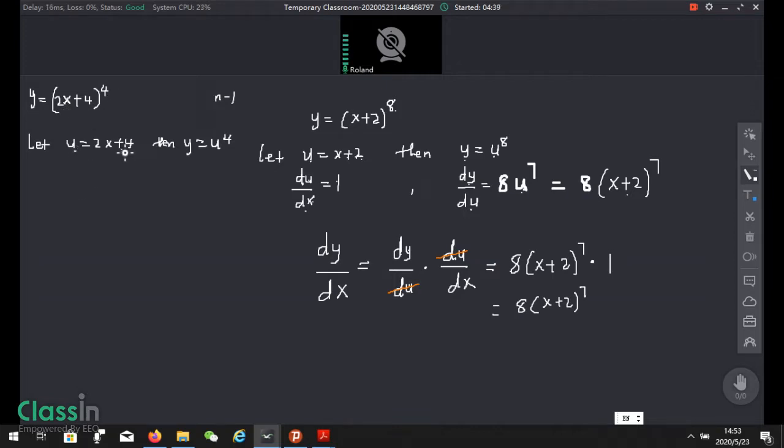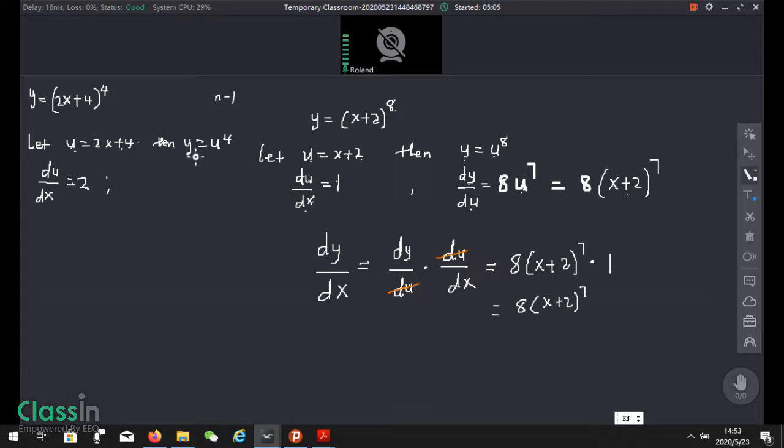Now u is a function of x. So we can only differentiate u with respect to x. We cannot find dy/dx. After all, there is no y. It's u and x. If we differentiate u with respect to x, we differentiate 2x, we have 2. If we differentiate 4, that's 0. So 2 plus 0 is simply 2.